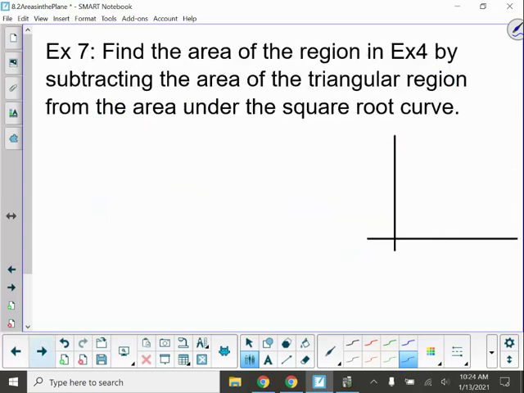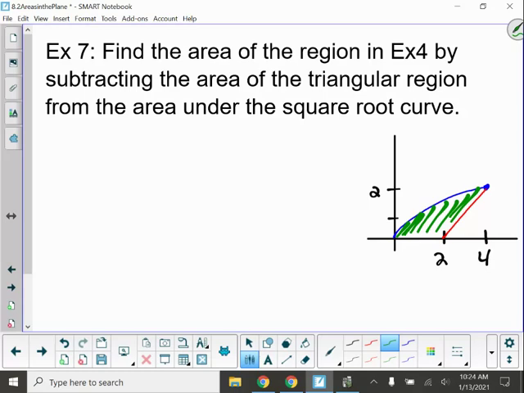Okay, so this is the last one. Example 7. Find the area of the region. In example 4, notice we're going back and revisiting that same example by subtracting the area of the triangular region from the area under the square root curve. So we're going to go ahead and draw these again. Here's my 2 and my 4. 1, 2. This is going to be coming up like that. I am going to stop it at 4 because I know that's where my curve is going to stop. And then I have this region. So there's what I'm finding.